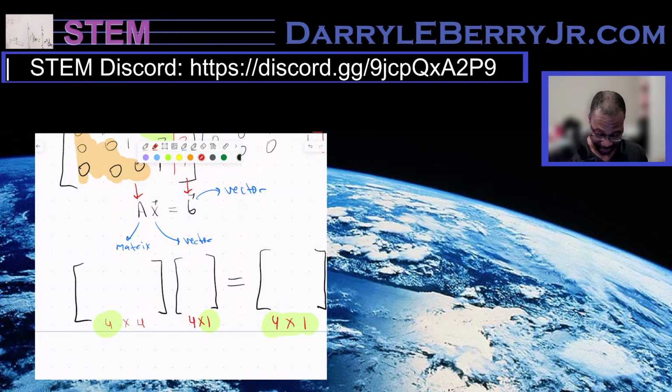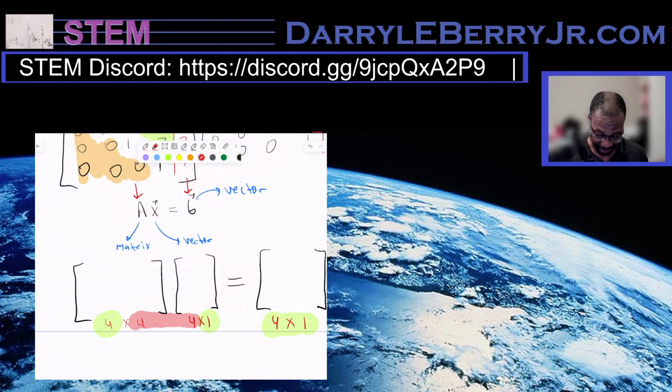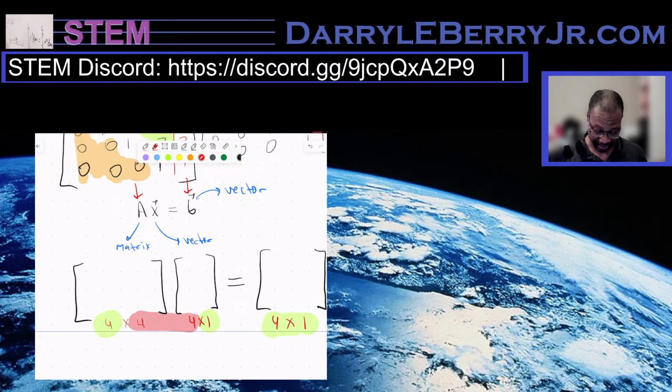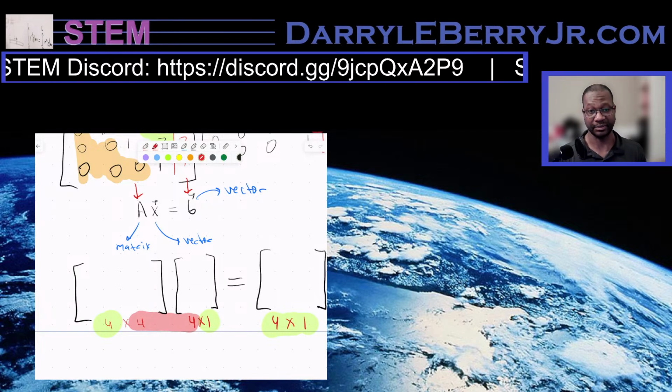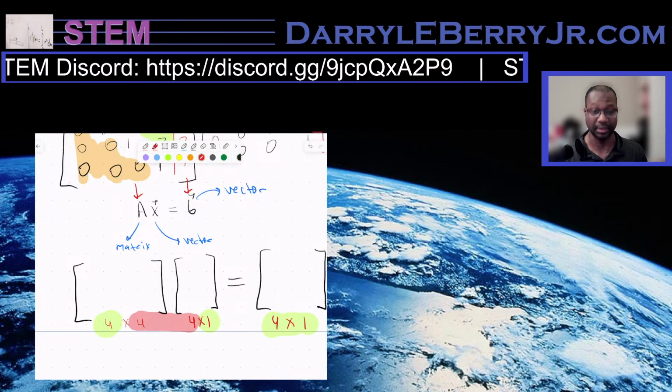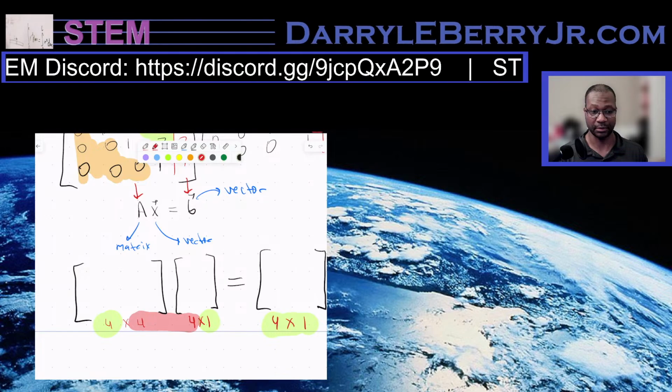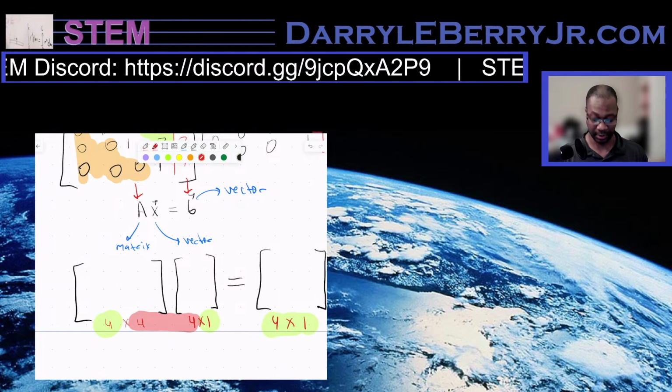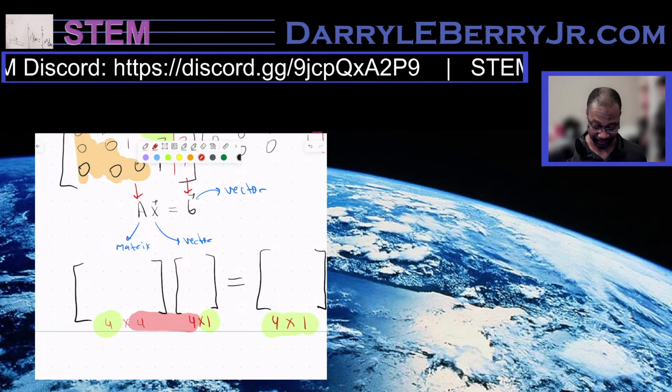And the numbers on the inside of here need to match. So that's the way it works. So this is how you can always make sure that your matrices are aligned in such a way where it'll multiply properly.